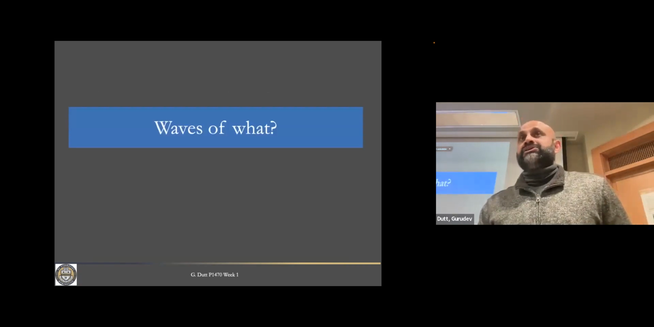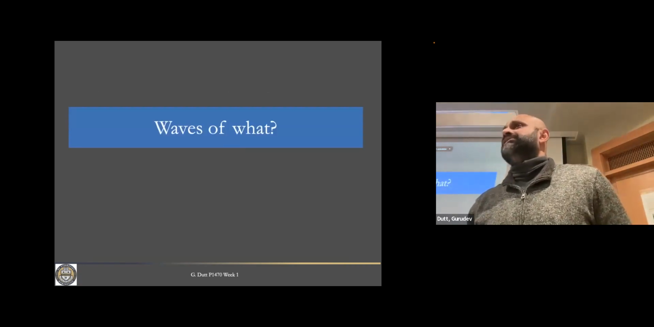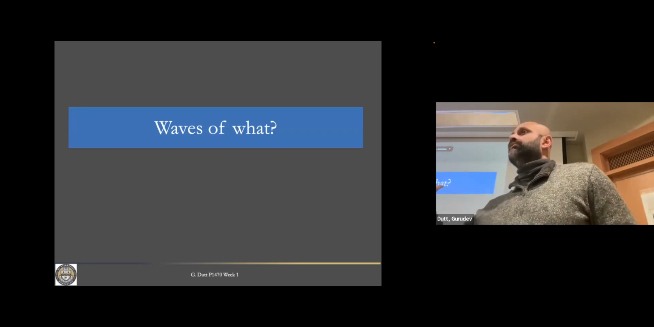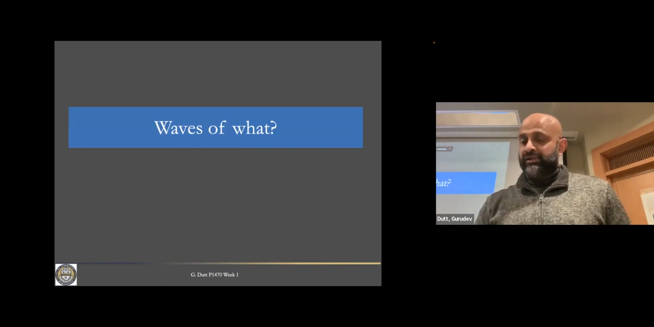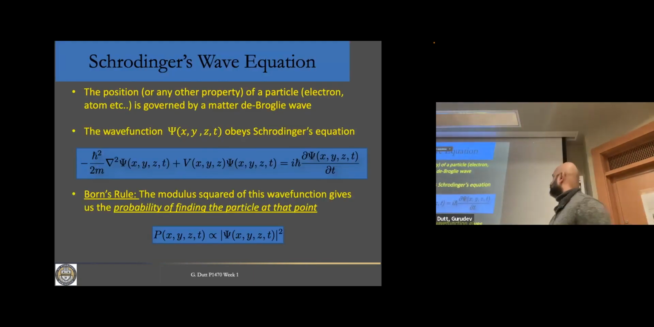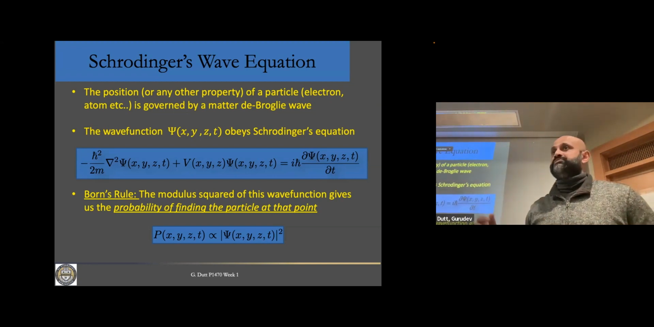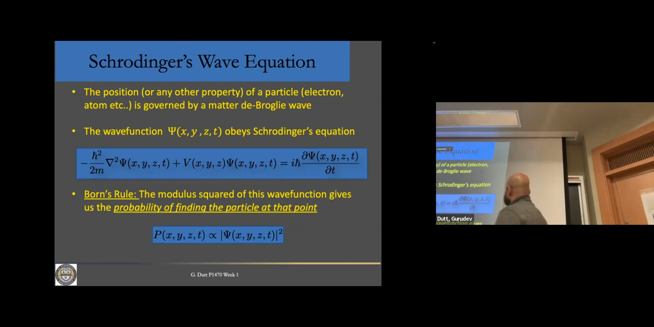But okay, one question you can certainly have is, what is this wave? Is this a wave of potentials like that cartoon character claimed? What exactly is this wave that they're talking about? So Schrodinger said that the position or any other property of the particle, whether it's an electron, atom, etc., is governed by this matter de Broglie wave. And he postulated a wave function, psi, which turns out to be a complex number, not just one number, but two numbers at every point in space and time. Okay, so complex number. And that complex number obeys some equation.